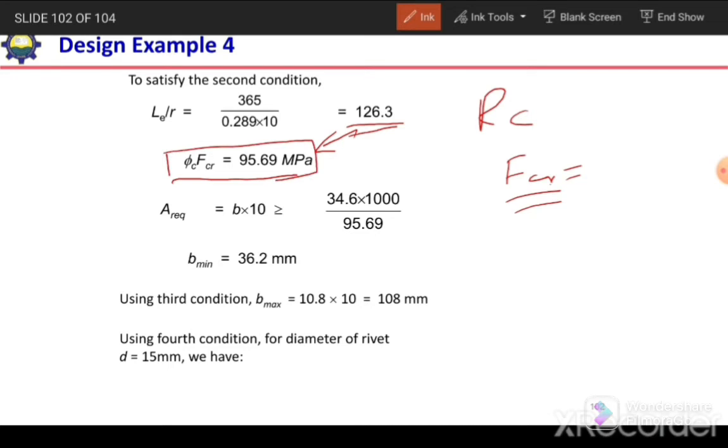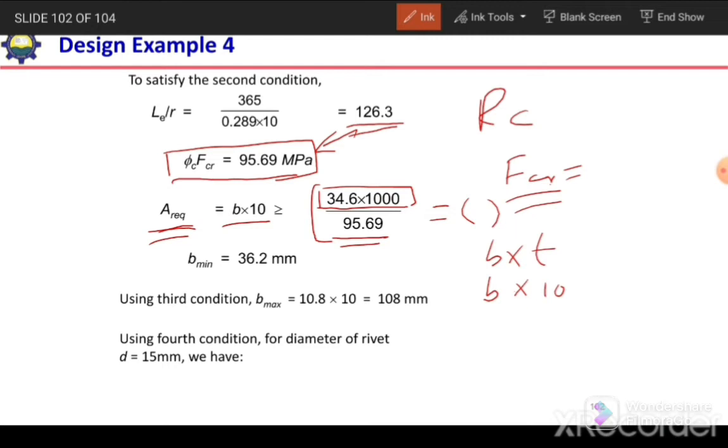Okay, so once we have the phi Fcr value, we can calculate the required area, which is Fu, the load or the force in the lacing element, divided by phi Fcr. So required area will be given by this equation, and this should be equal to B times T, and we know the value of T, which is 10, and B is unknown. So B into 10 should be equal to Pu over phi Fcr. From here we can calculate the B value. So B should be more than 36.2 millimeter.